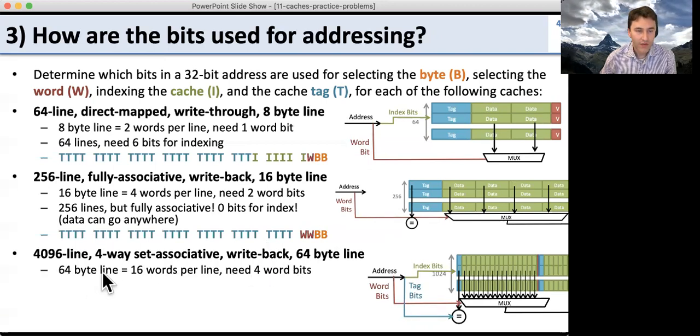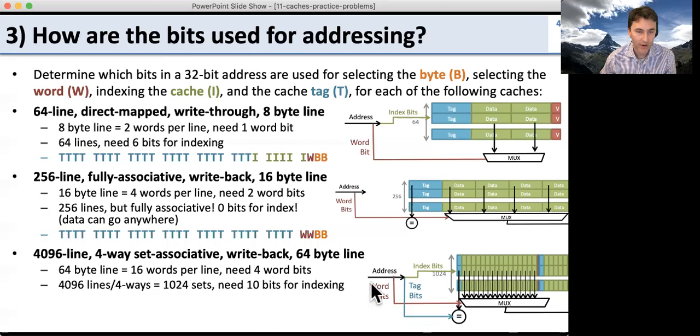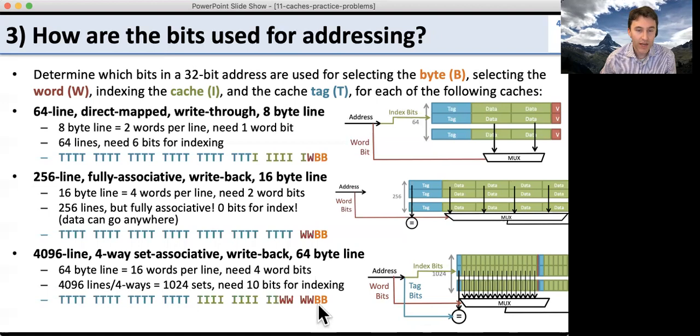So here we've got a 64-byte line that has 16 words in it. So we need 4 word bits to choose between which word we're going to read out. We've got 4,096 lines, but they're divided into 4 ways. So that means there's only 1,024 sets. So we only have 1,024 of these we need to look at, so we need 10 bits there. So now we're going to have this set up. We've got 4 bits to choose which one of these words if we find our data. We've got 10 bits to figure out which one of these 1,024 sets we look at. And then we use the tag to look in each of the 4 ways here to see if it's the correct one.